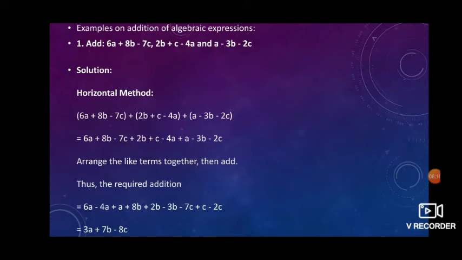Now if we come to the a terms, 6a minus 4a we will get 2a, 2a plus a we will get 3a. Then b terms: 8b plus 2b minus 3b. Here 8b plus 2b is 10b, minus 3b we will get 7b. Next, minus 7c plus c minus 2c. Minus 7c plus c will get minus 6c. Minus 6c and minus 2c will get minus 8c.